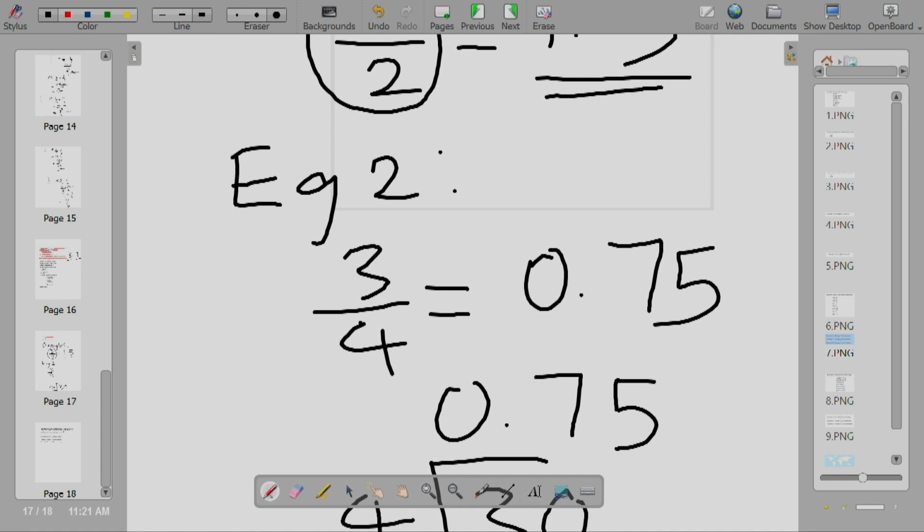So this is how we can convert fraction into decimal. If you want to convert fraction into decimal, just divide, as we do. 3 divided by 4, we got 0.75. So 3 over 4 in decimal form will be equal to 0.75.